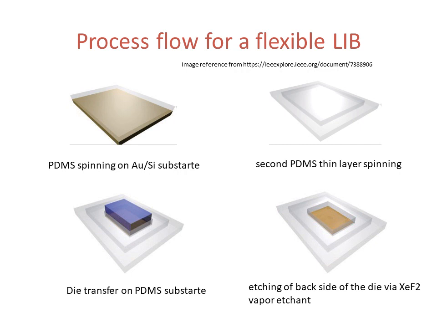PDMS spinning on silicon substrate, and after that a second layer with a thickness of 10 micrometers of PDMS is spin coated on top of the first PDMS layer at 1500 speed for 30 seconds, giving a very thin layer of PDMS, which we can see in the second figure. Second PDMS thin layer spinning.